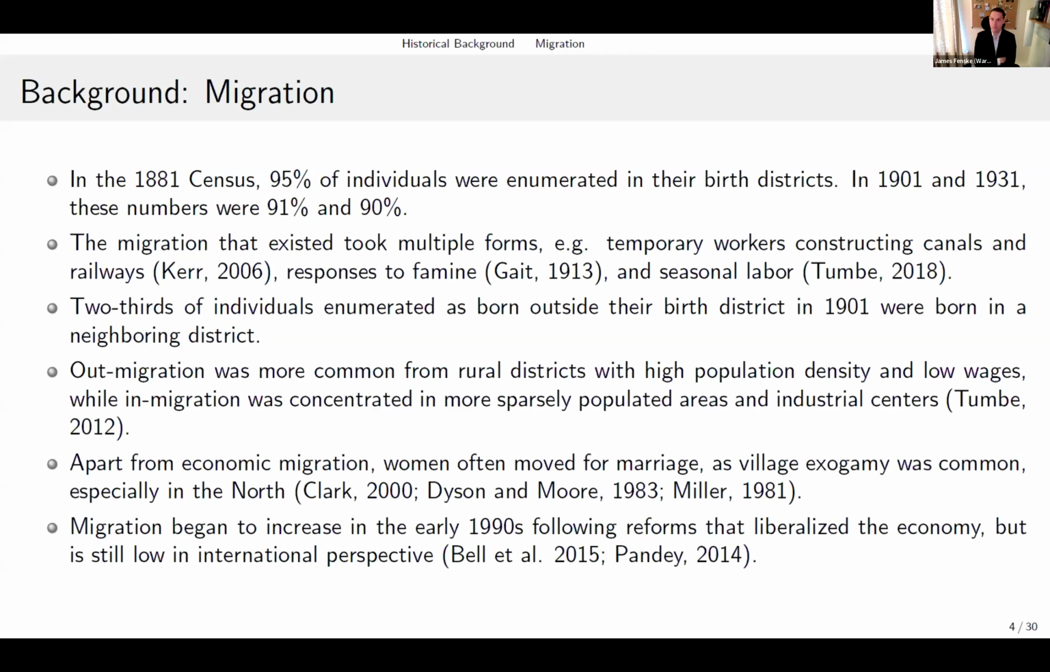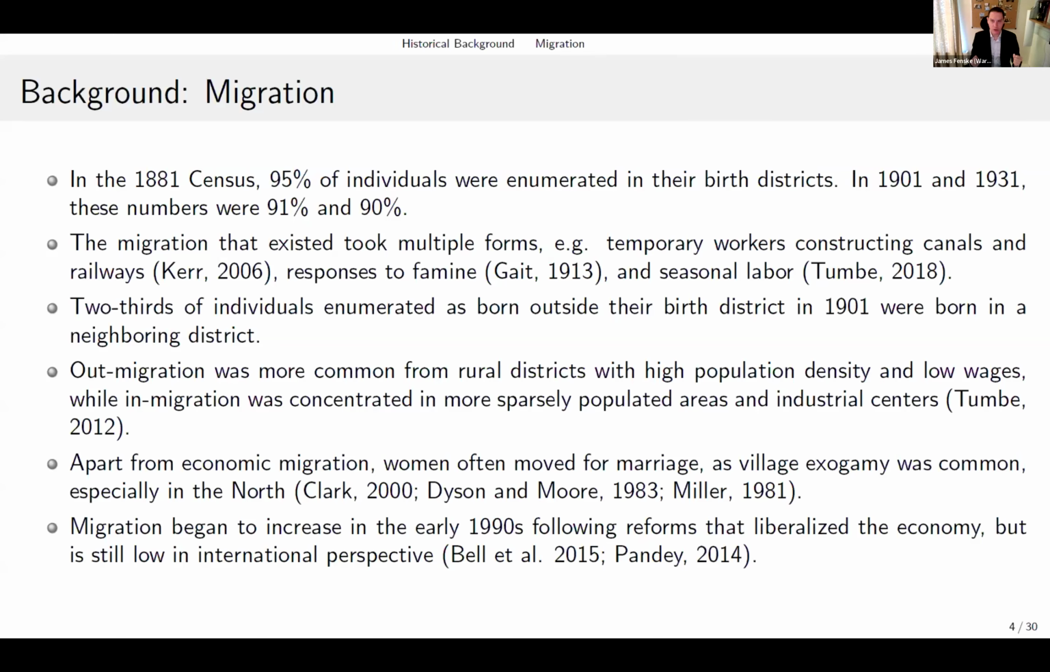Who's sending migrants? The poor and densely populated districts where wages are low. And where are people moving to? Well, to places with relatively higher wages. Think tea plantations in Assam, or think to the big presidency cities, Mumbai, Kolkata.